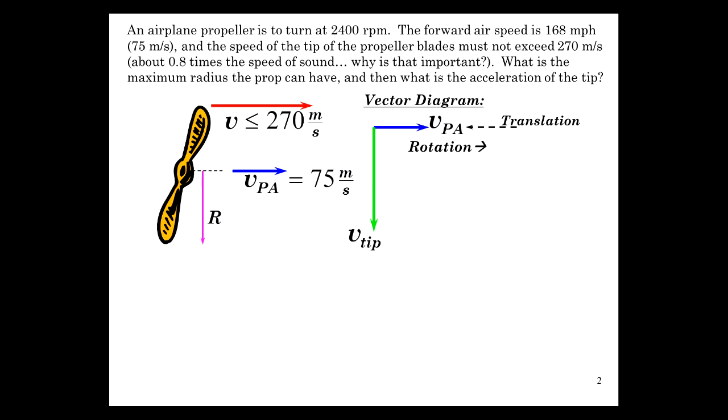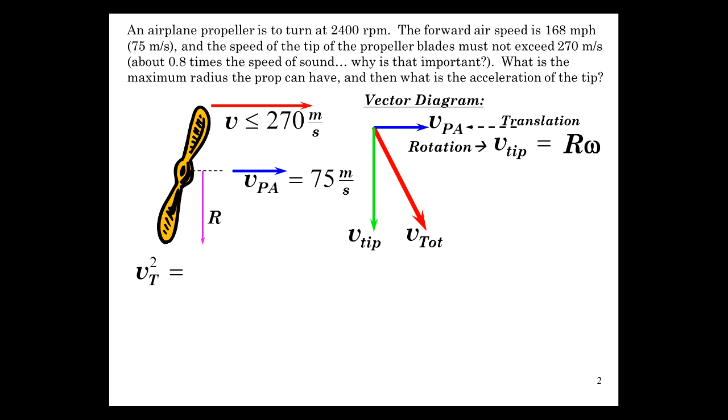The velocity of the tip is the result of the rotation. And the rotational part of the tip velocity is r omega. So when we combine them together, we get the total velocity of the tip. V total is really the total tip velocity. That's what can't exceed 270.